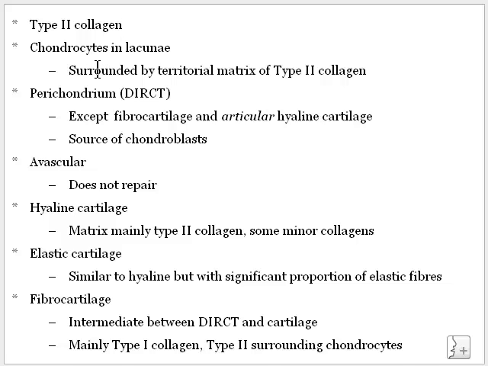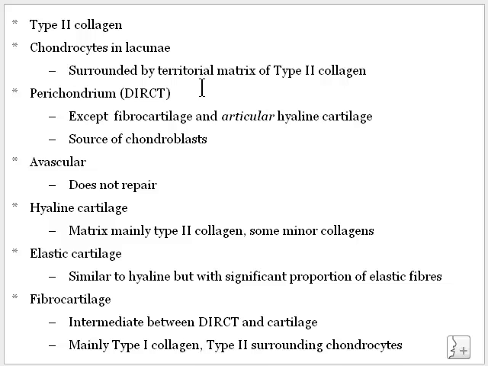The second thing is that the cells in cartilage are called chondrocytes. Chondro means cartilage and cyte means cell, and because these are cells embedded in a fairly solid matrix, they're found in small spaces or holes called lacunae in the cartilage, and oftentimes these lacunae are surrounded by a specific so-called territorial matrix made of type 2 collagen.